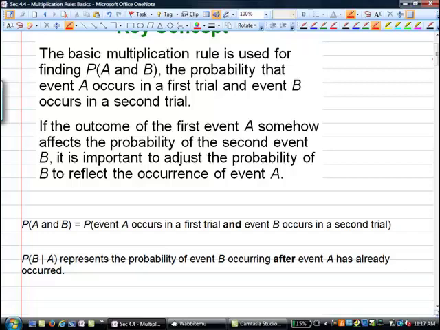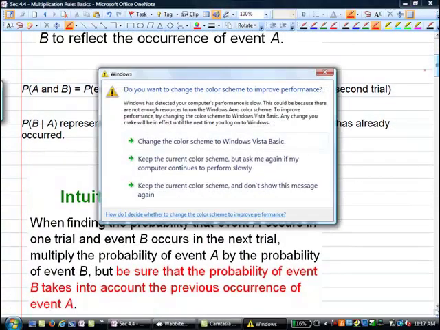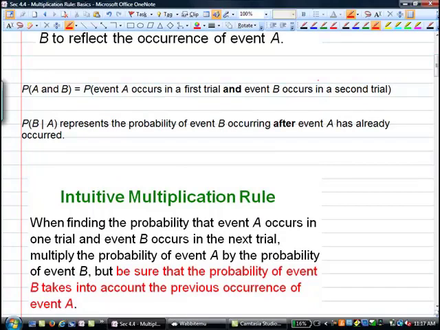It says if the outcome of the first event A somehow affects the probability of the second event B, it's important to adjust the probability of B to reflect the occurrence of event A, and we're going to look at how to do that. The probability of event A and B is equal to the probability of event A occurring in a first trial and event B occurring in the second trial. This could be written as the probability of A intersect B.